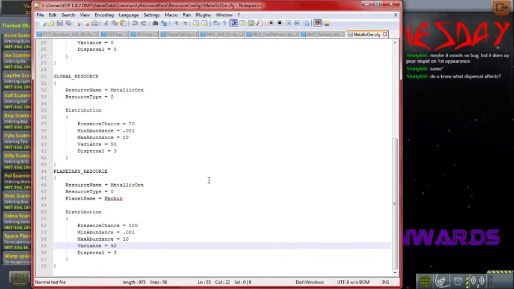Dispersal. Yeah, it's basically the distance between the peaks. So it's how far between them. Or, without actually seeing the math, I can only go from what I've seen within the game itself, and that is it's the distance between the peaks.